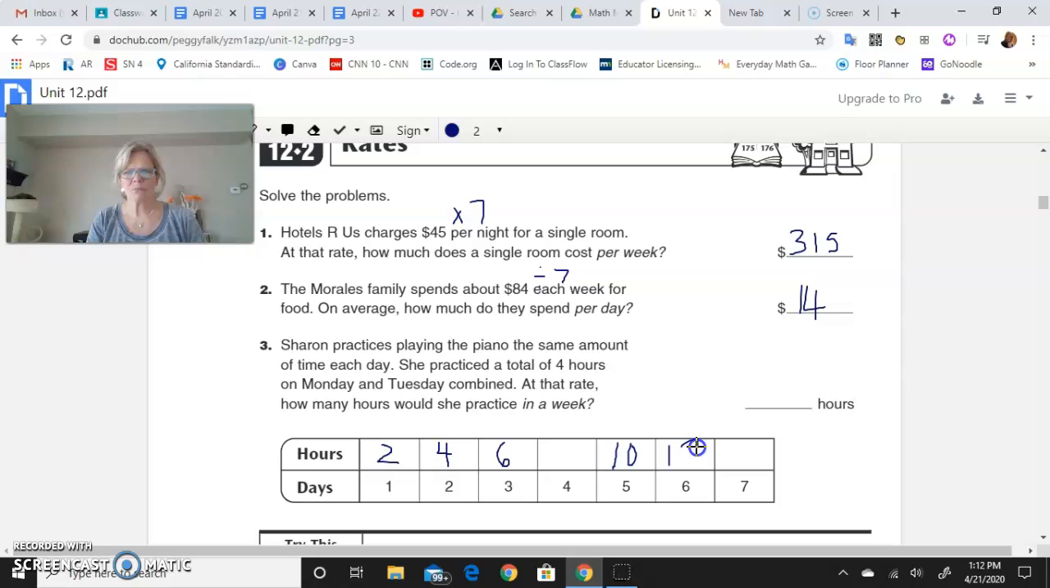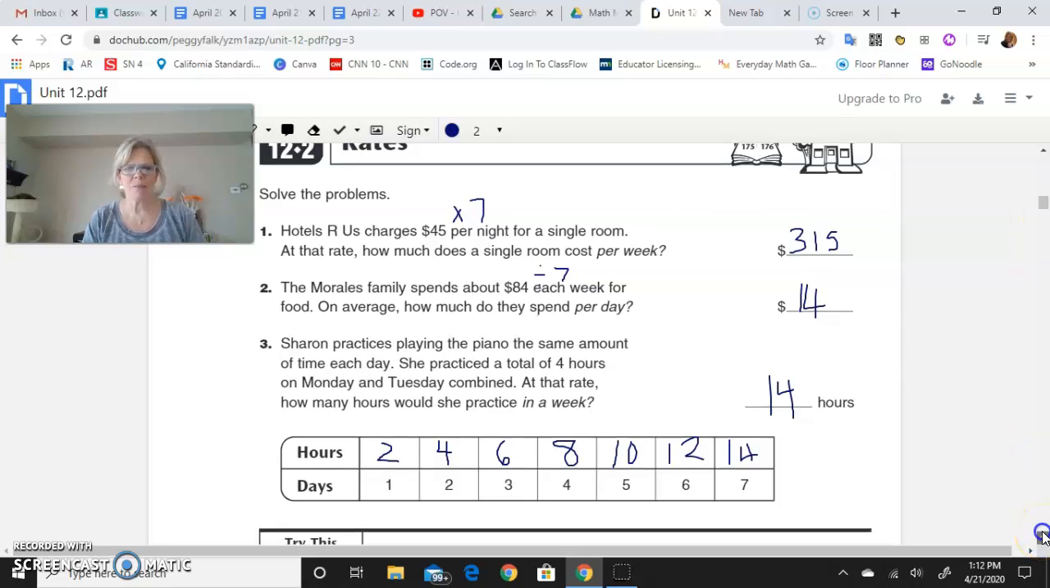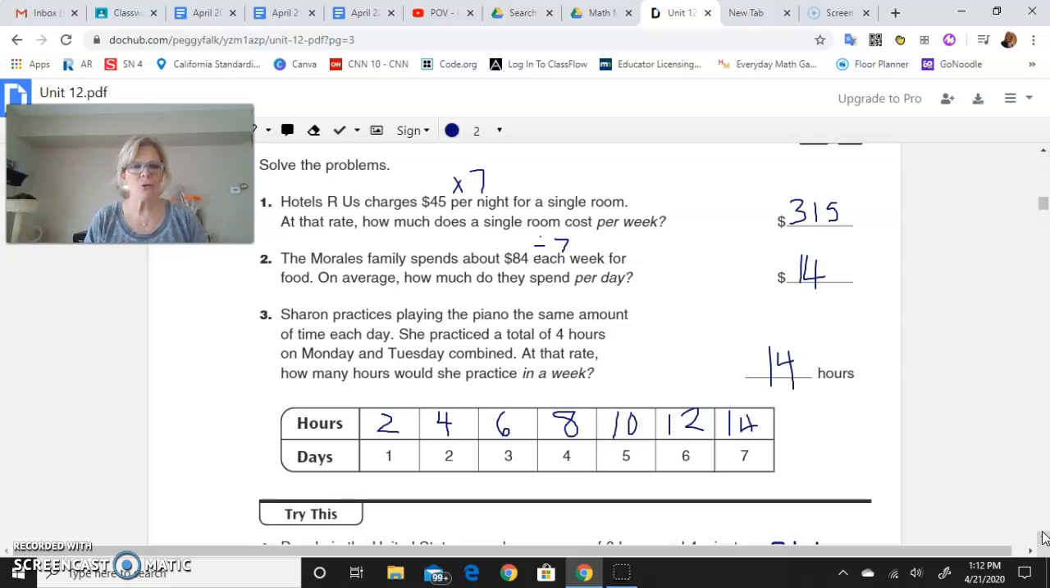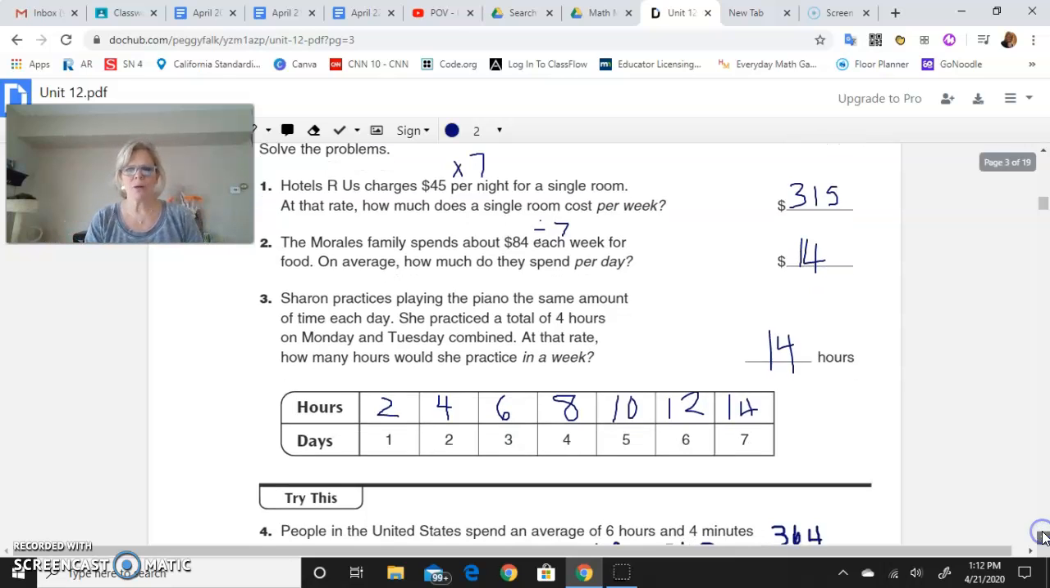12, 14. So in a week, she would practice about 14 hours. Okay, and I know some of you did 2, 2, 2, 2, 2, 2, 2, but then you added them up, and that's fine too. But you can kind of see the pattern there. Now, if I get too quick on you, just pause, okay, and keep going at your own rate.